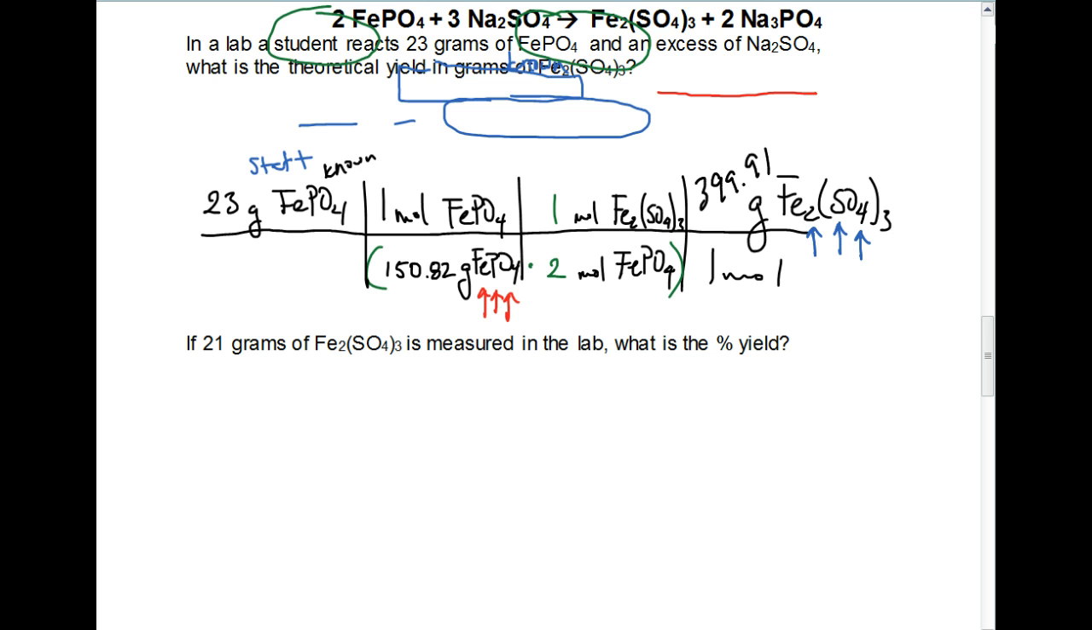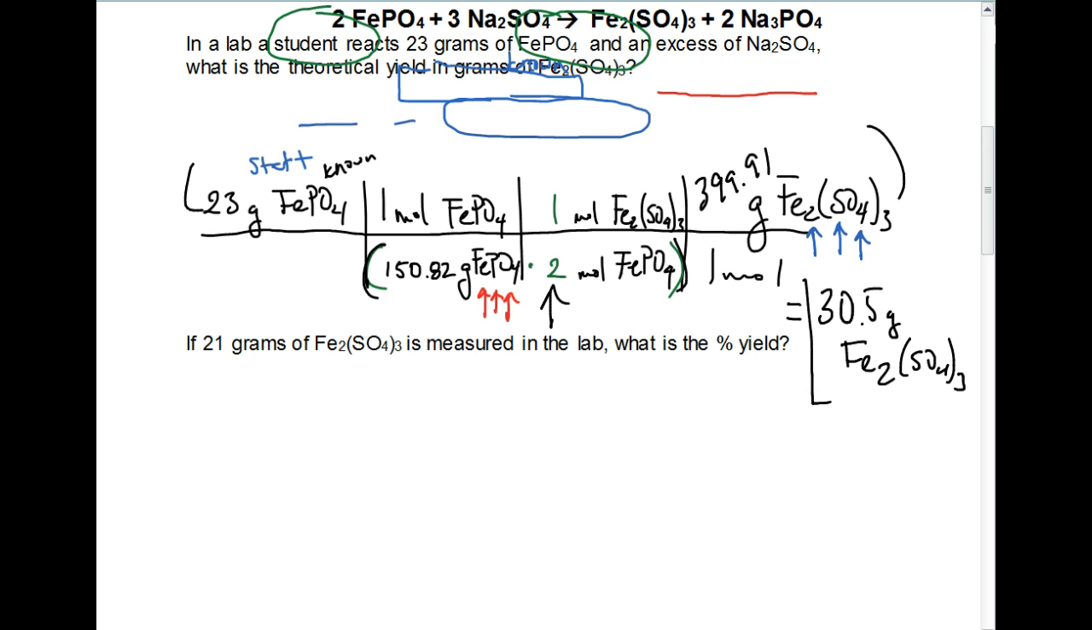Okay, so now to run this through my calculator, I'm going to multiply everything across the top, divide everybody on the bottom, and we have a 2 down there, so we can't forget that 2. And the answer that I got in my calculator when I did this correctly, and you should try it as well, is I come up with 30.5 grams of iron(III) sulfate. Okay, so again, we did the stoichiometry here, and so that is going to be equal to my theoretical yield.